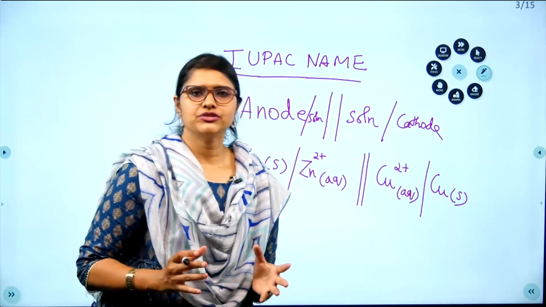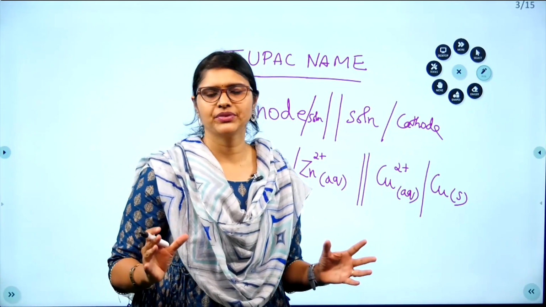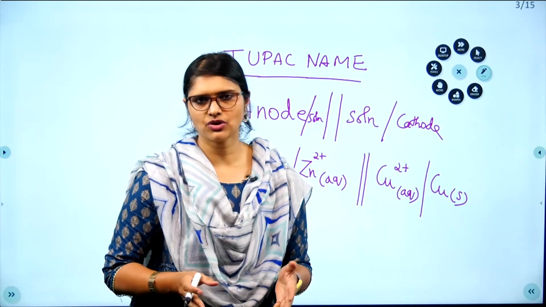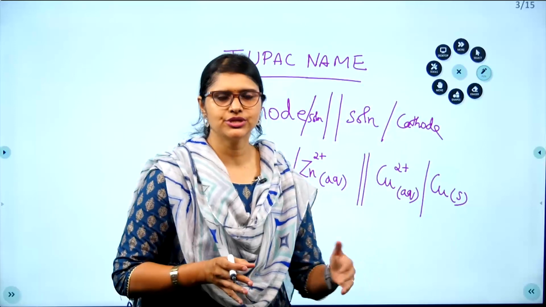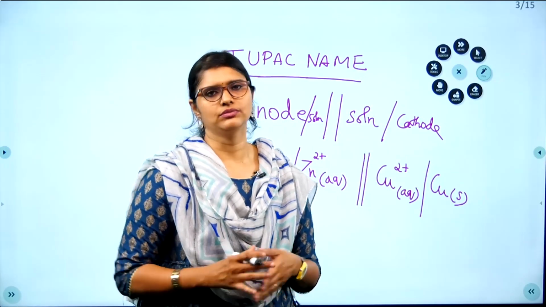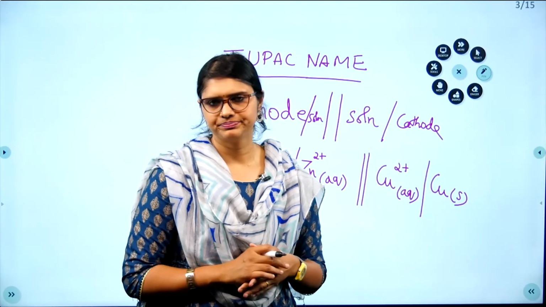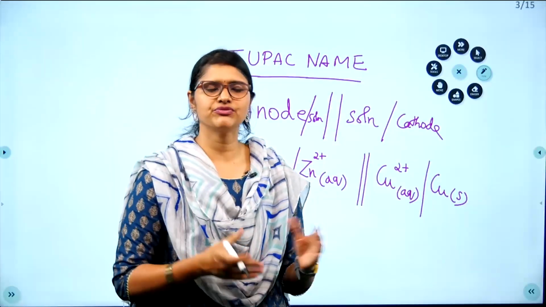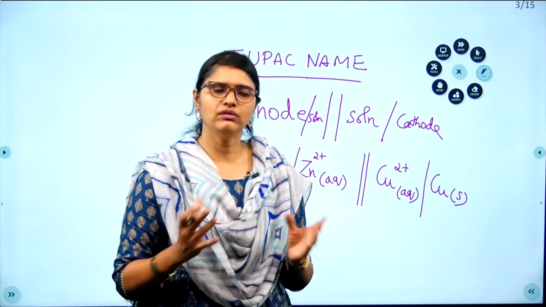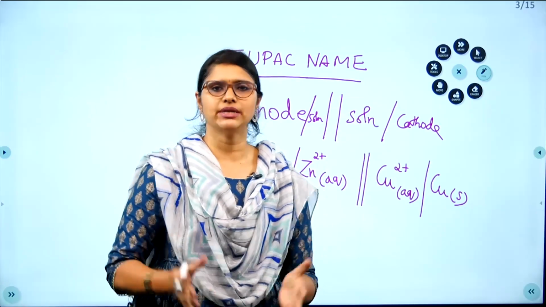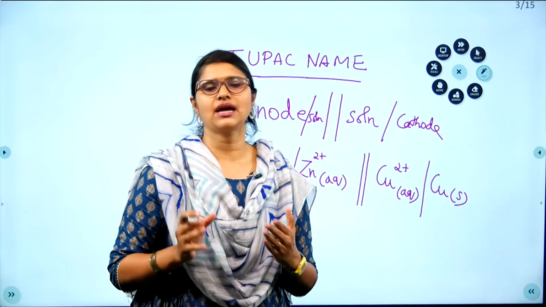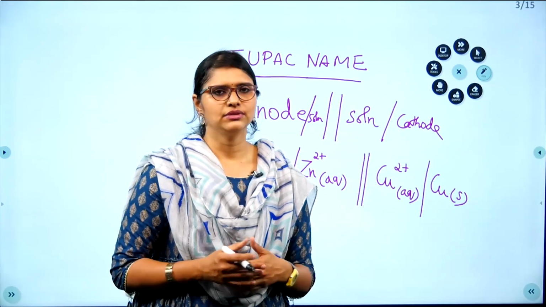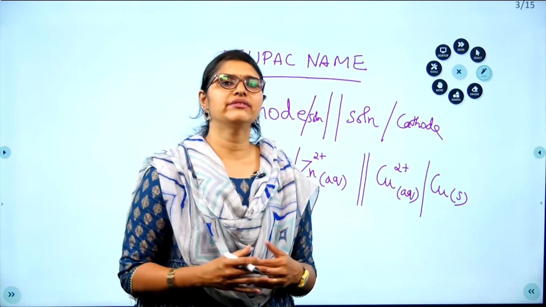So the IUPAC convention is very simple. We have to start with the anode and its solution, double slash, which is the salt bridge, then start with the cathode solution, and end with the cathode. Okay, so this is the IUPAC convention. And which one will we take as anode and which as cathode? Always the highly reactive metal is taken as anode. The less reactive metal is always taken as cathode. For this you should know the reactivity series.